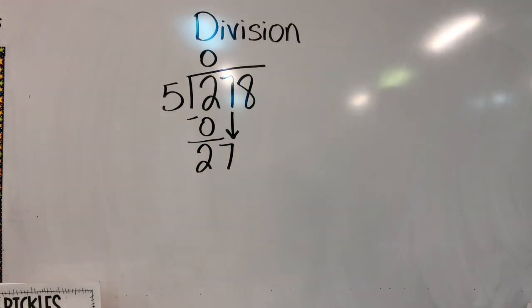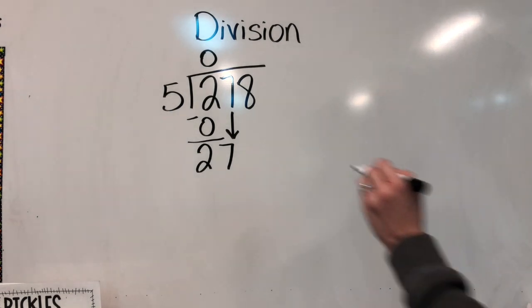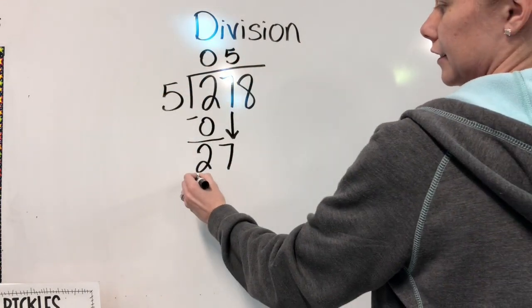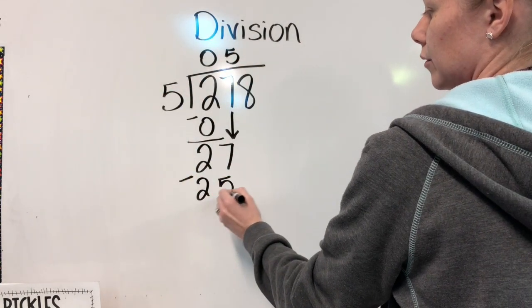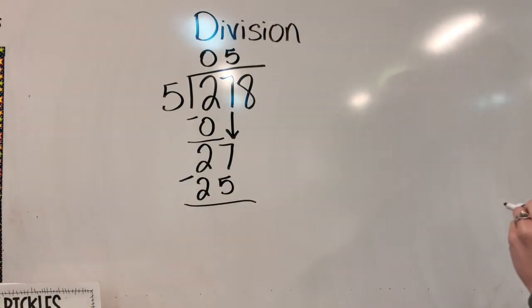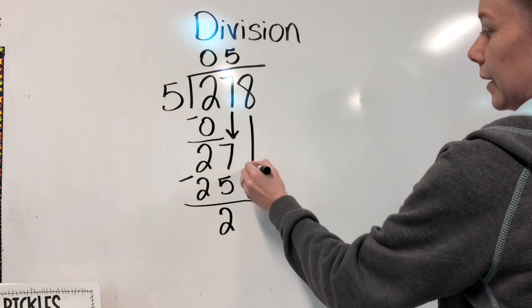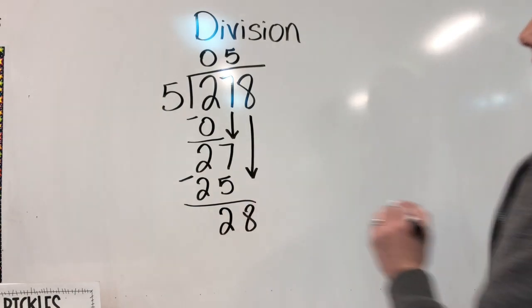Now we think, how many times does 5 make 27? Or what times 5 gets closest to 27? So 5 times 5 is 25, which is closest to 27. Now I subtract. 7 minus 5 leaves me 2. And I bring down my next number, which is 8.